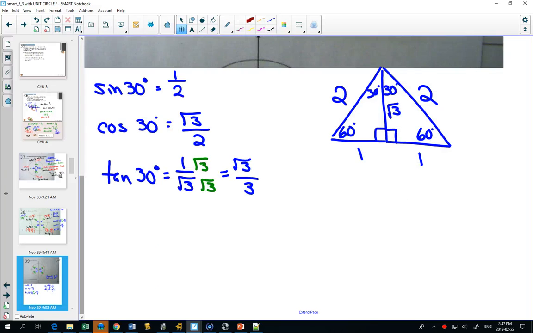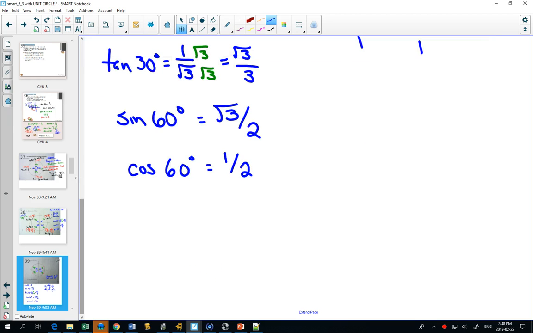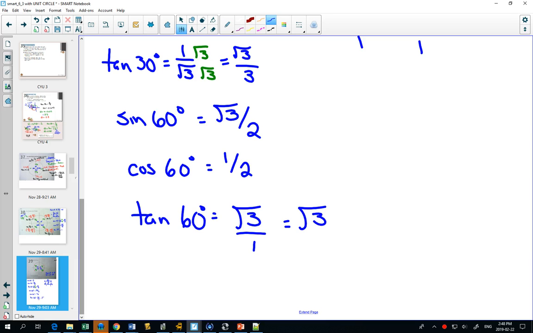And since we're going to need it later as well, I will also write down sine of 60 degrees, opposite over hypotenuse, cos of 60 degrees, adjacent over hypotenuse, and tan of 60 degrees, opposite over adjacent, which is just the square root of 3.